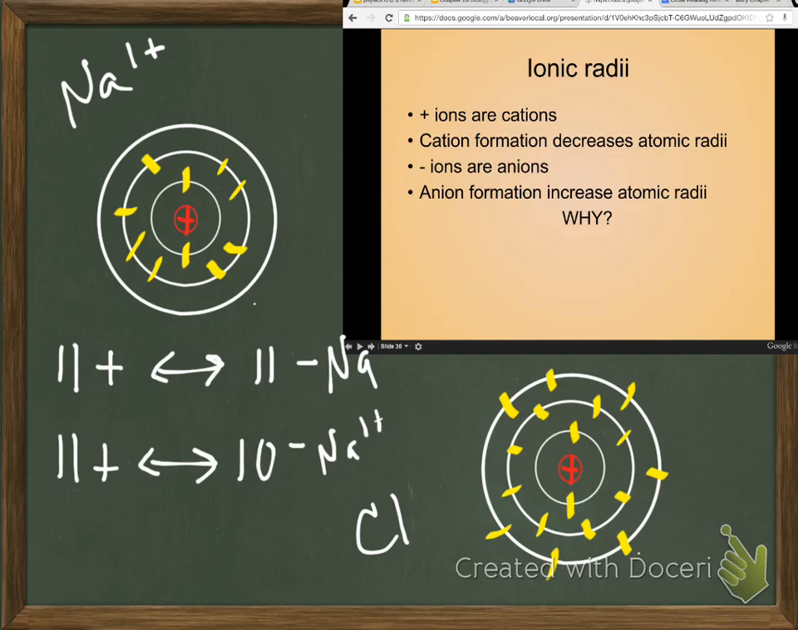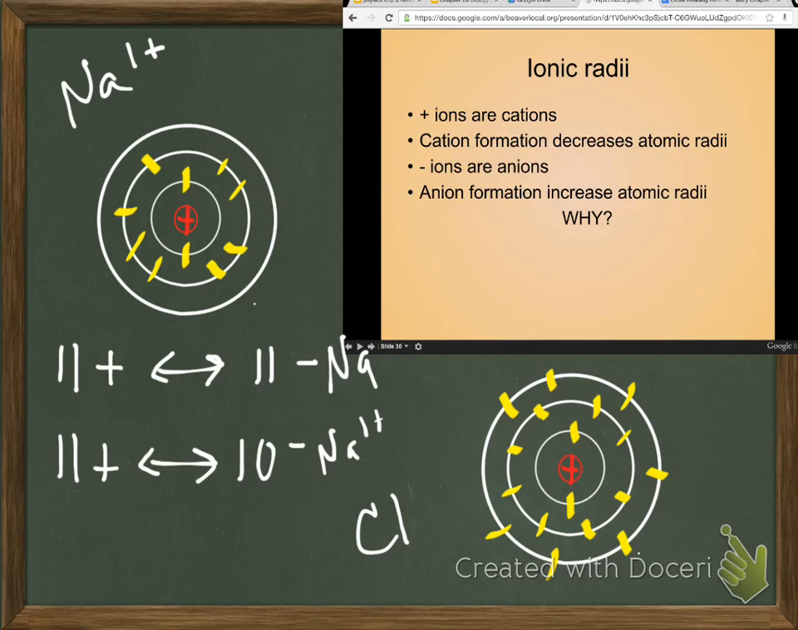So in this case, what's going to happen to the radius? Who's winning the tug of war in essence? Yeah, the nucleus is winning now. So the radius of sodium is going to shrink. Actually, two things have happened. Number one, you've eliminated an energy level. So you've gotten rid of one larger energy level. And number two, you've given the protons the advantage. So that's going to pull in more tightly than it was able to before.